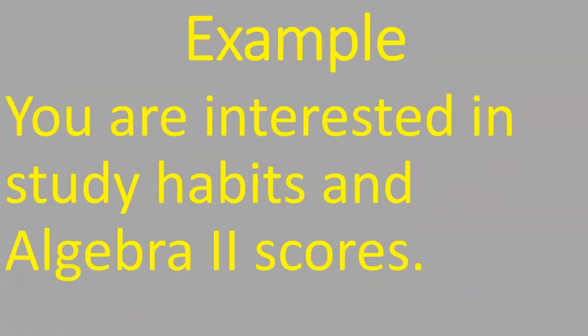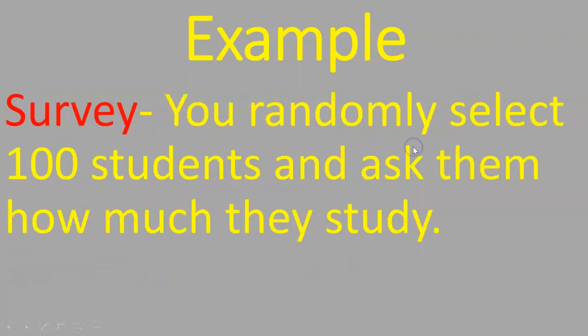So let's put this in context. You're interested in study habits and Algebra 2 scores. Okay, so here, a sample survey could be you just randomly select, again, random is important, 100 students and ask them how much they study. Okay, you want to start gathering information. That's what a survey is for. Random is important, even when you're gathering information, because you don't want to be subject to a particular group of people. You don't want the group that you survey to be particularly strong in one area.